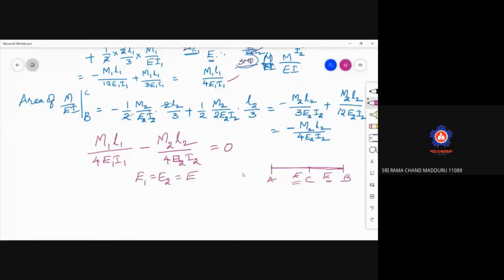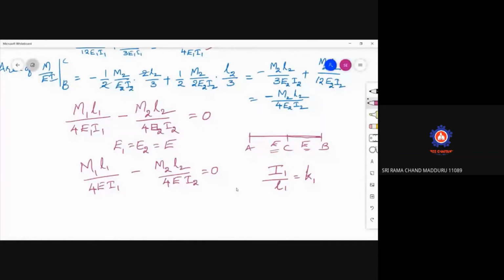Why? Because we will take either a concrete structure or an individual steel structure. So then this will be modified as M1 L1 by 4 E I1 minus M2 L2 by 4 E I2 is equal to 0. Now just see here, we will bring in one term: I1 by L1 is called K1, and I2 by L2 is equal to K2.